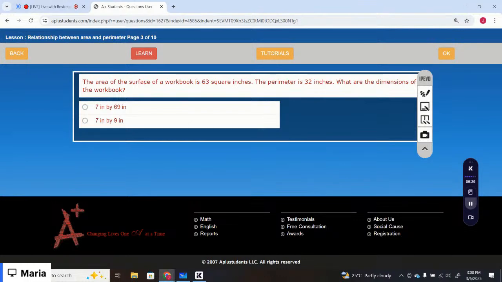Now the surface of a workbook is 63 square inches. The perimeter is 32 inches. What are the dimensions of the workbook? So which is the correct option?